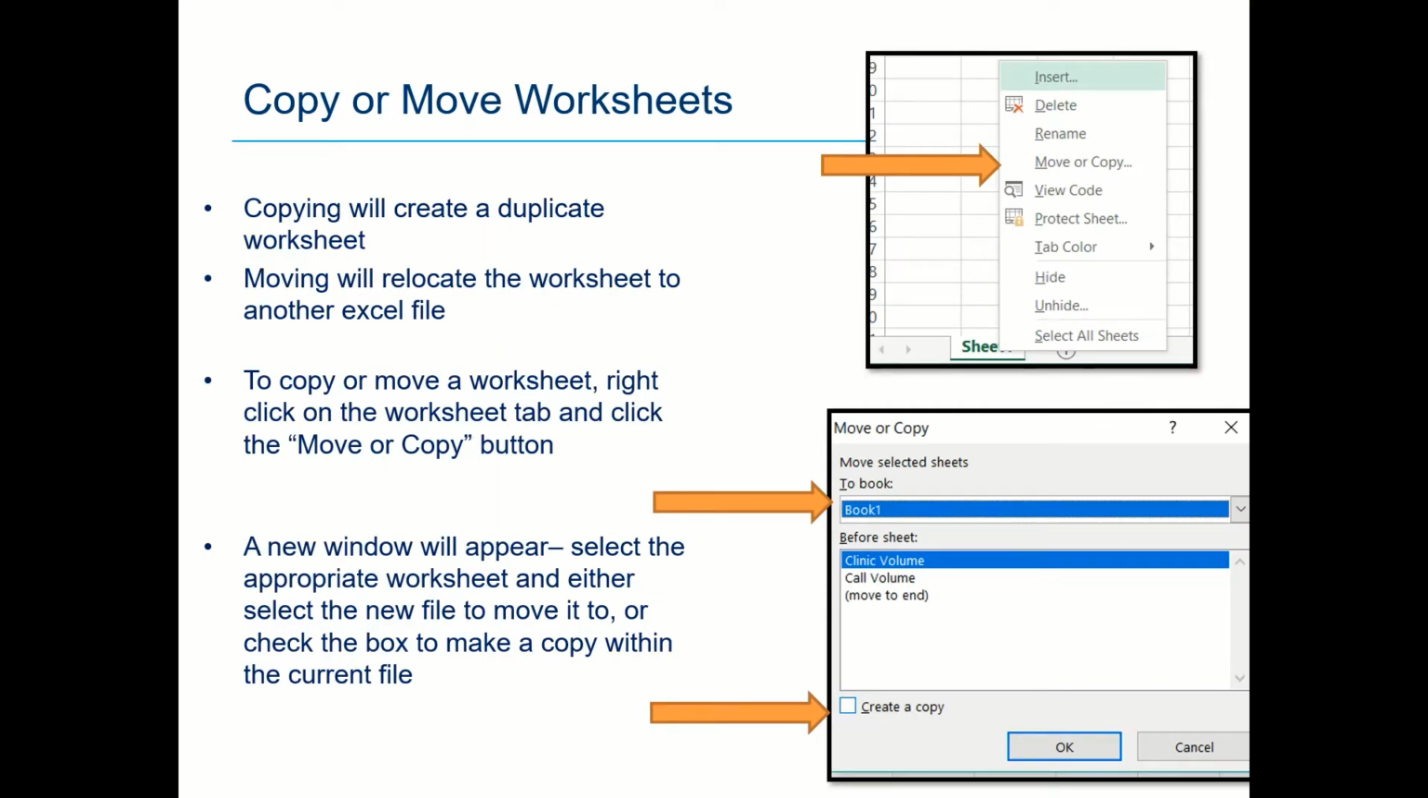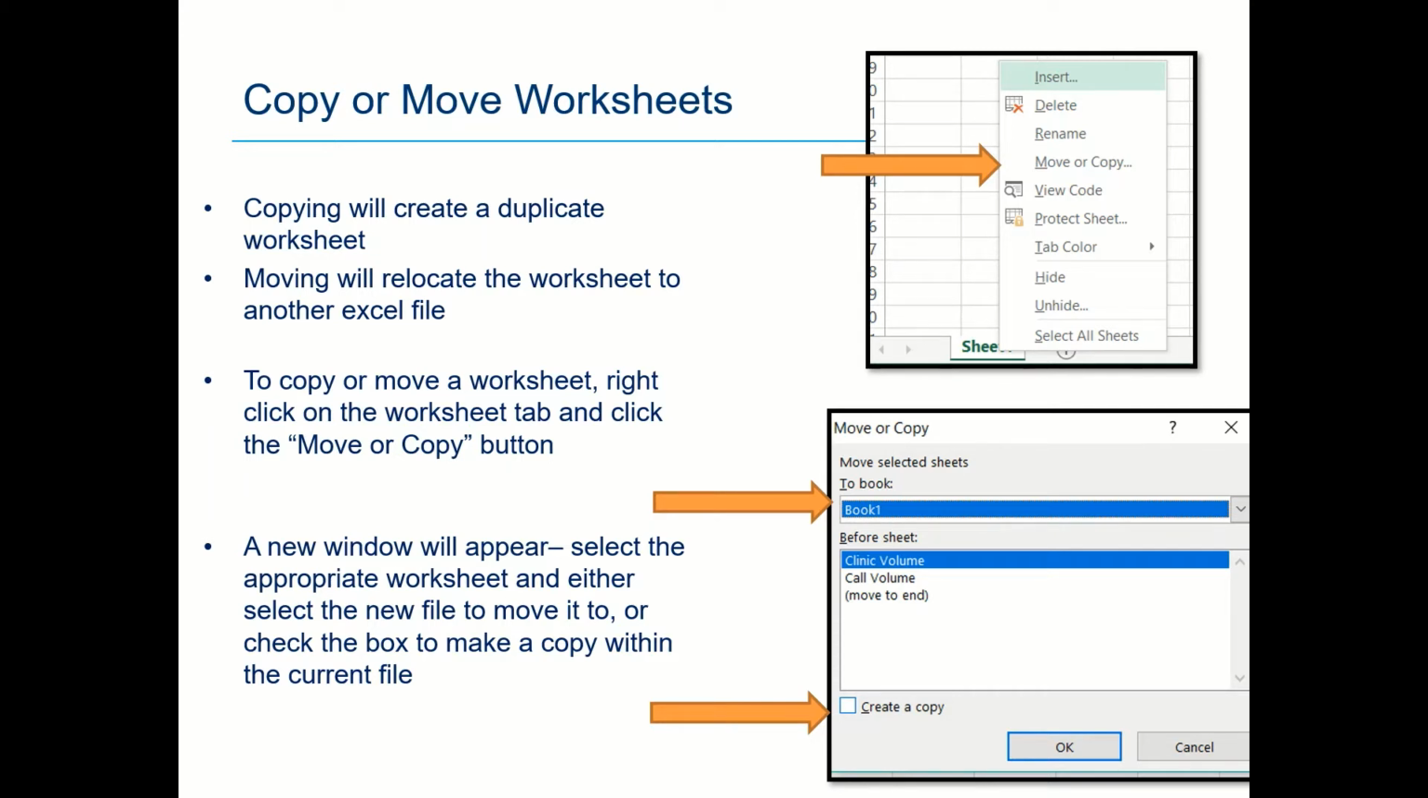Copying or moving worksheets. Copying will create a duplicate worksheet. Moving will relocate the worksheet to another Excel file. So to copy or move a worksheet, right-click on the worksheet tab and then click the Move or Copy button. A new window will appear. Select the appropriate worksheet that you're going to move to, and either select a new file to move it to or check the box to make a copy within the current file.